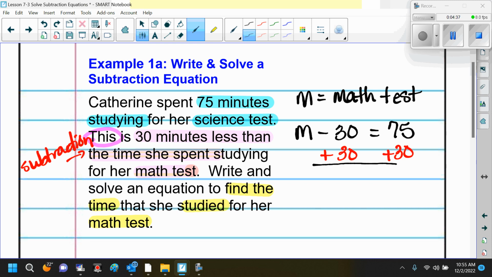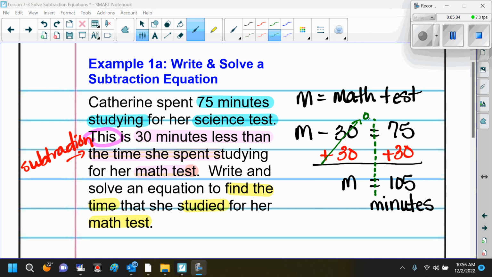Very good. So now, negative 30 plus 30, that's equal to 0. So now we have M for the math test on that side, and then we add 30 on this side. So 75 plus 30 is 105 what? Minutes. Because this is a word problem, right? We need to make sure we label our answer. And there, you guys, if you want to, you can add in your Seesaw lines. All right, very good.